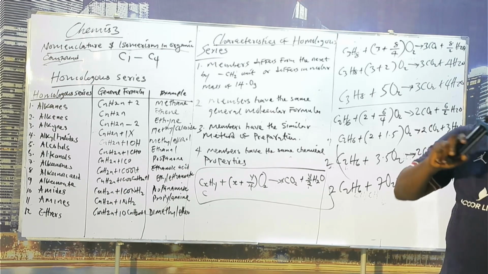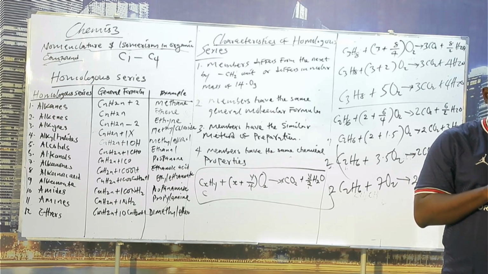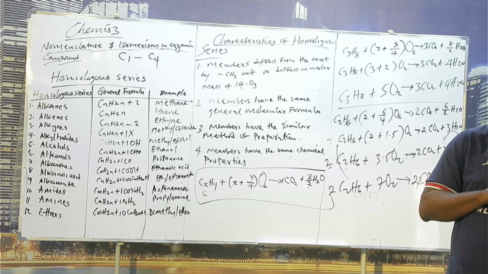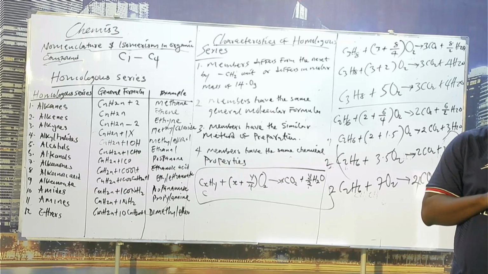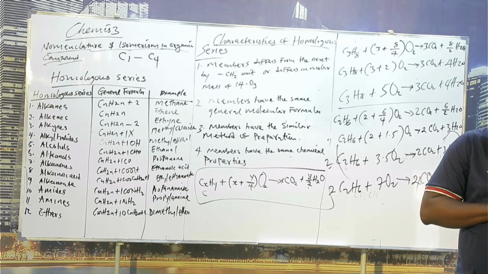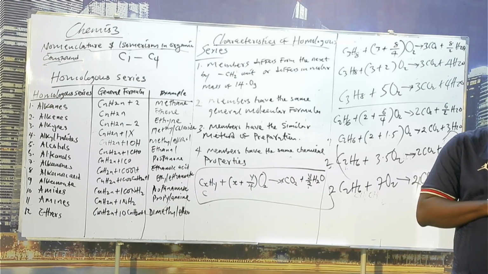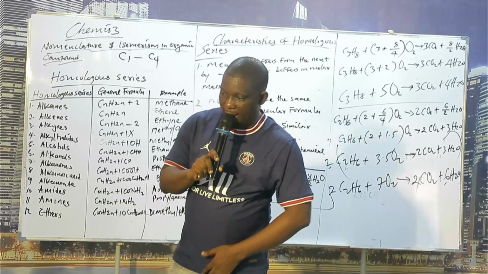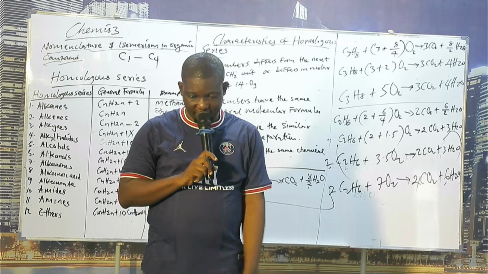C5 to C17 are liquids at ordinary room temperature and pressure. That includes my kerosene, my diesel, my petrol. While higher members are solid.